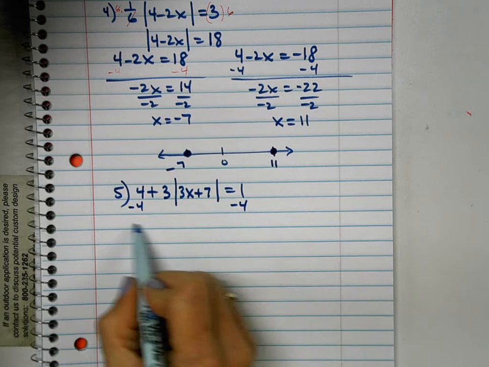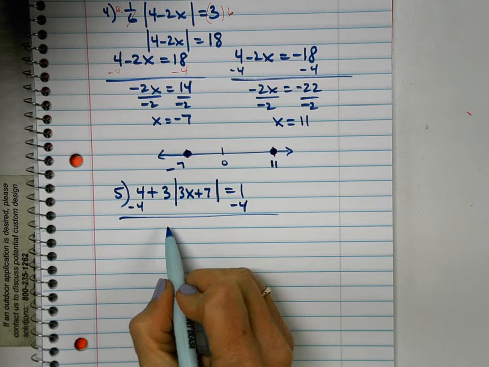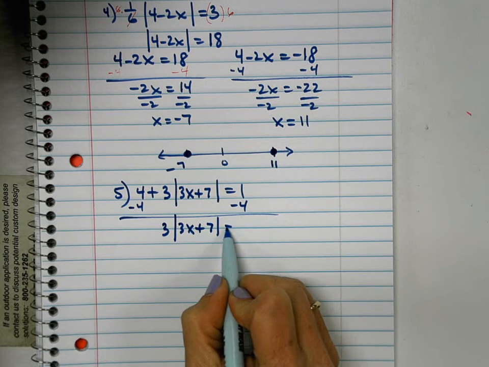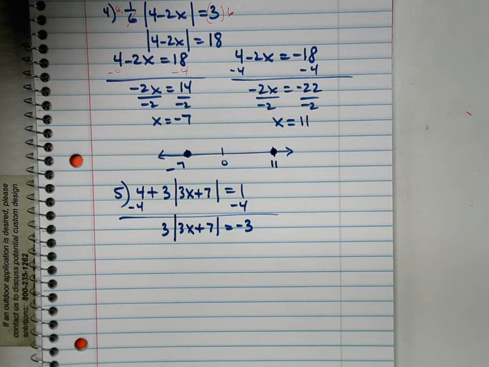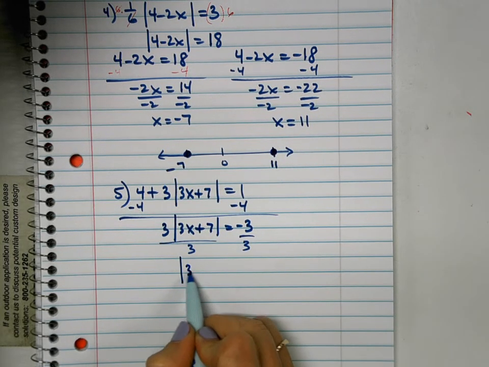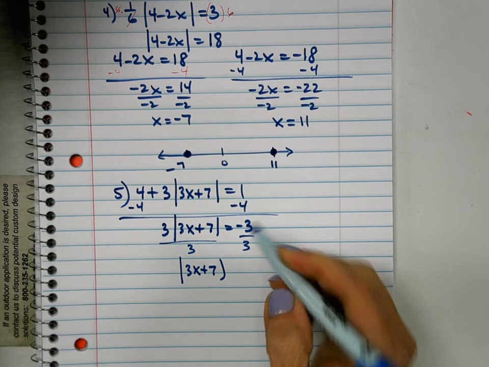Yeah, I can't combine those guys. So 3 times the absolute value of 3x plus 7 equals negative 3. Then, to get rid of that 3, which is being multiplied, I would divide. Okay? And so I'd get the absolute value of 3x plus 7, whoops, equals -1.